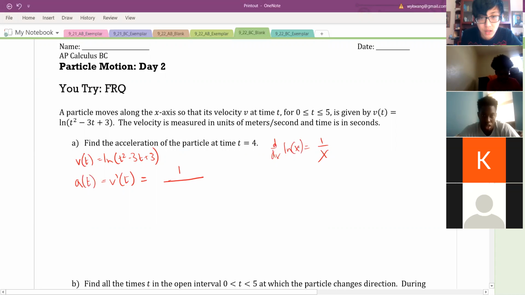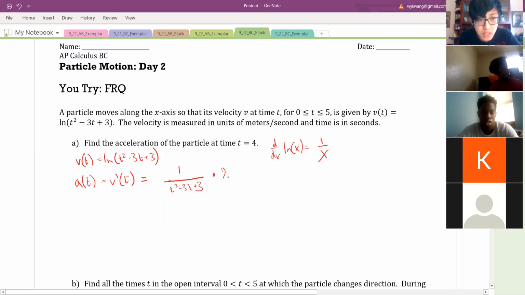They just took everything, like the x, and put it as an inverse function. So 1 over t squared minus 3t plus 3. But then Kiana brought up a great point that we're not done, right? Although we did this identity, there's still a chain rule because we have a function within a function. The t squared minus 3t plus 3 is within the natural log. So we need to differentiate the t squared minus 3t plus 3.